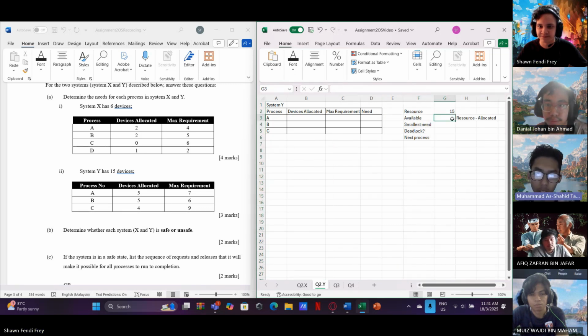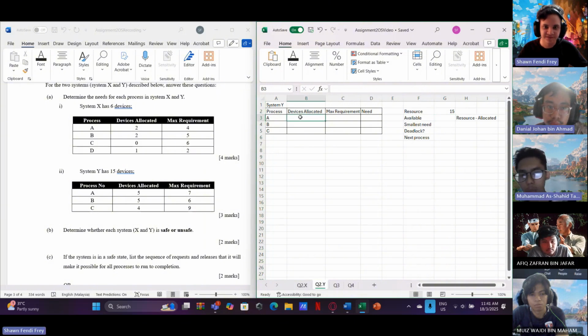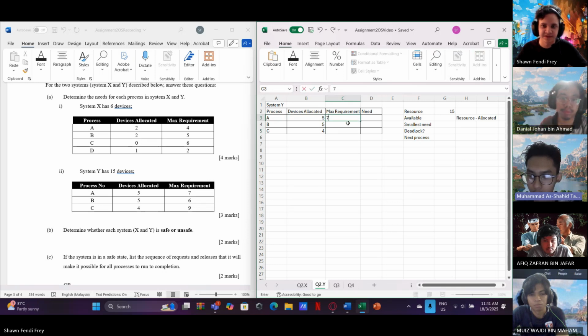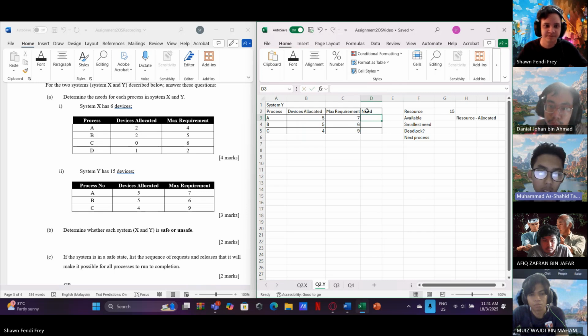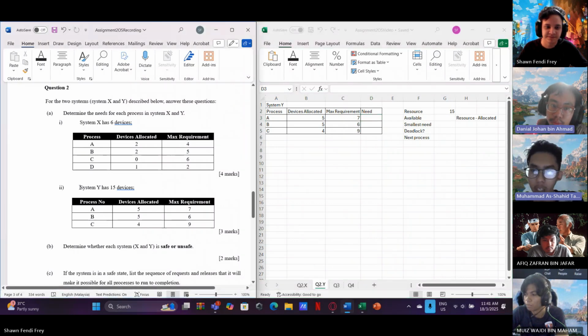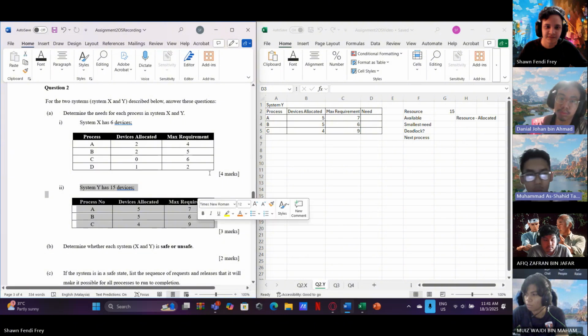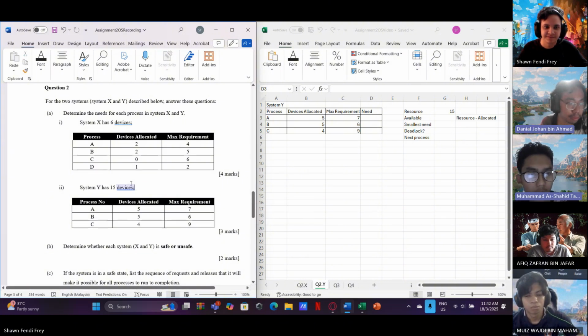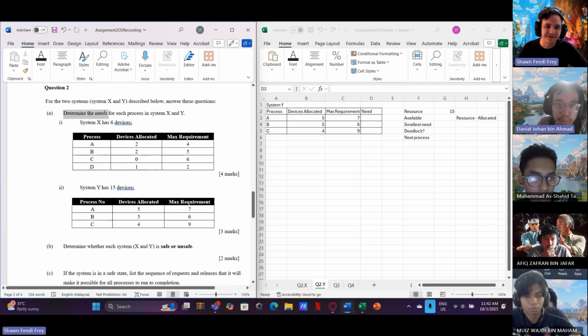So for the system X and system Y, you have to repeat the same steps until you complete the calculation or until deadlock occurs. So that's how we want to find how to calculate for each of these processes in the system. But first, we need to go with the question, which is determine the needs first.